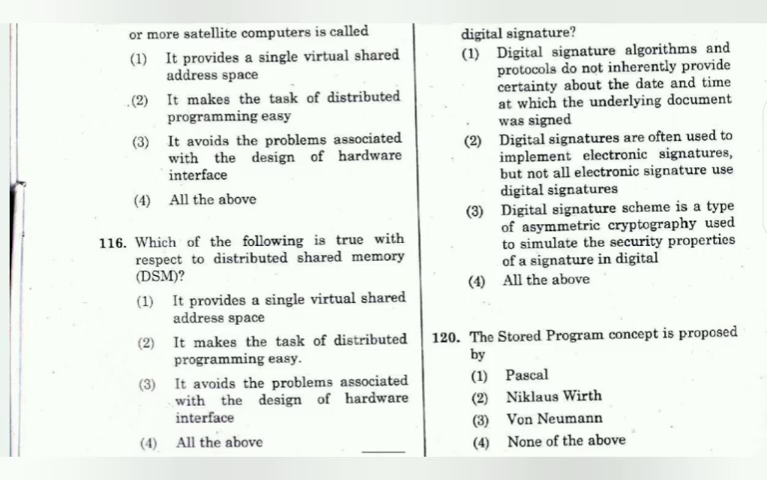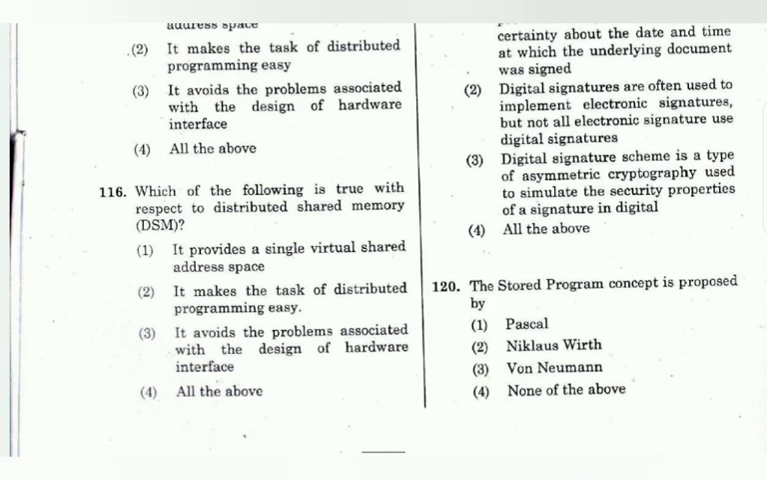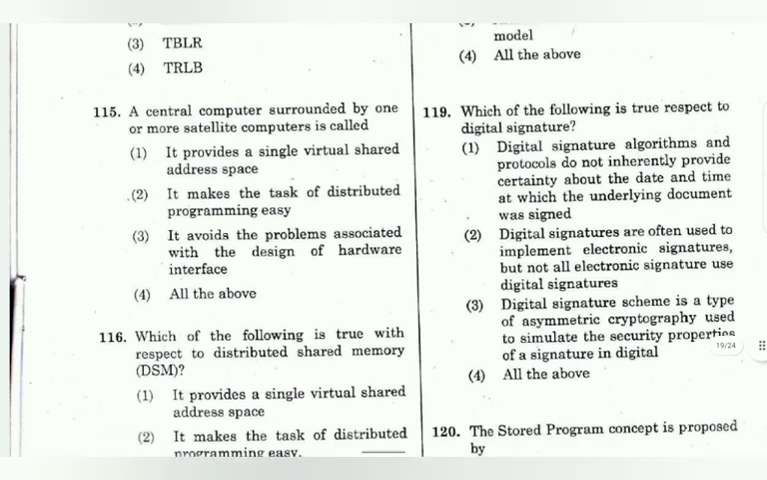Next one. Which of the following is true with respect to distributed shared memory, DSM? Distributed shared memory allows multiple processors to share a single address space, even though they operate on different physical memories. This makes distributed programming easier as a process can access memory locations directly. It hides the hardware complexity, making the system appear as a single unified memory structure. So here option 4, all of the above, is the correct answer.